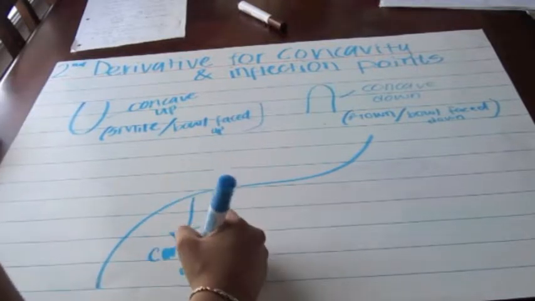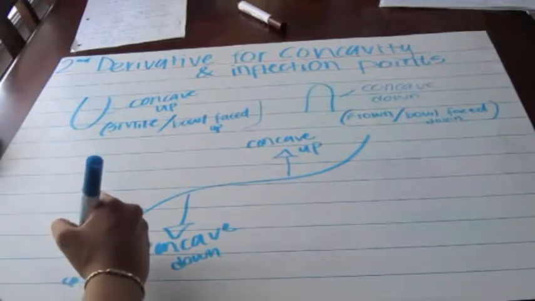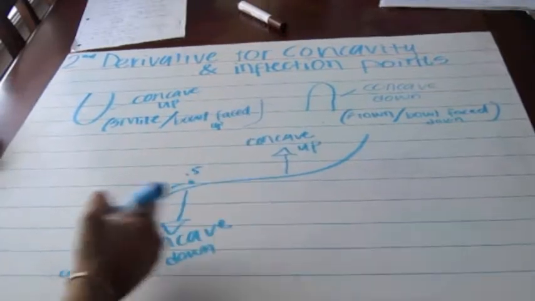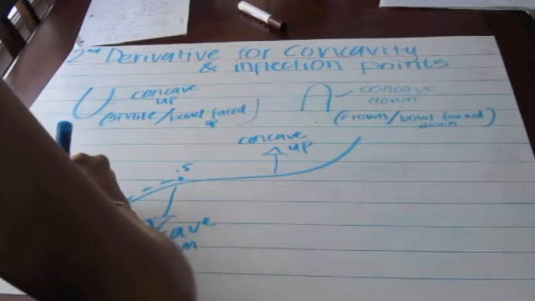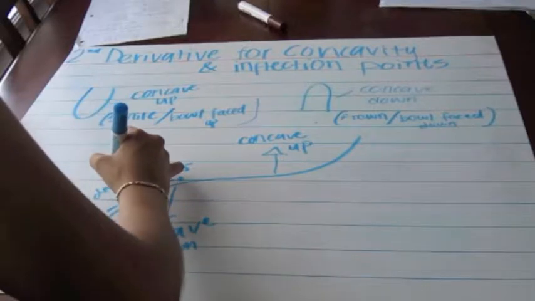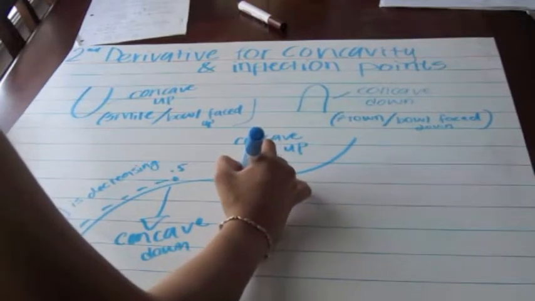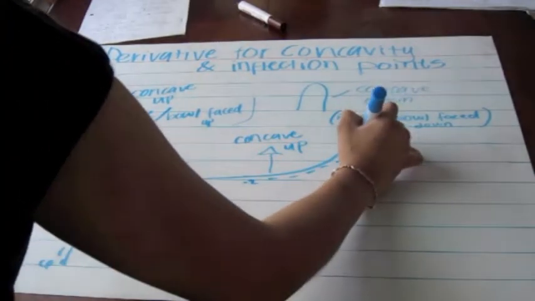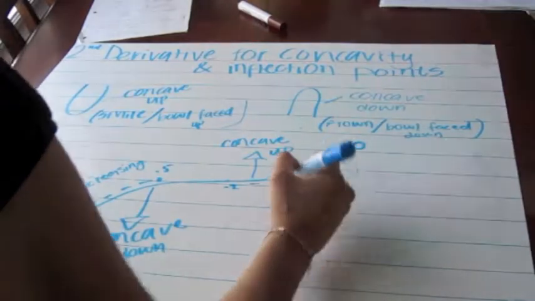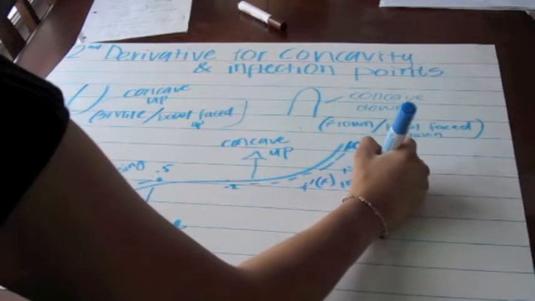Consider the following graph. Here the graph is concave down, and here the graph is concave up. Suppose that at this point the slope of the graph is 6. And as we move up, the slope of the graph is decreasing, and here it's 0.5. Therefore, f prime of x, or the first derivative, is decreasing. Over here, suppose that the slope of the graph is 0.2, and f prime of x, or the first derivative, is increasing, and here it is 10.